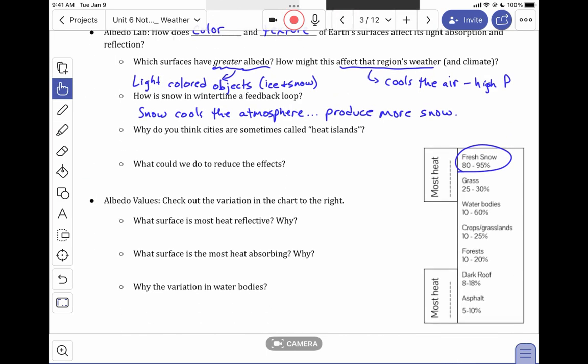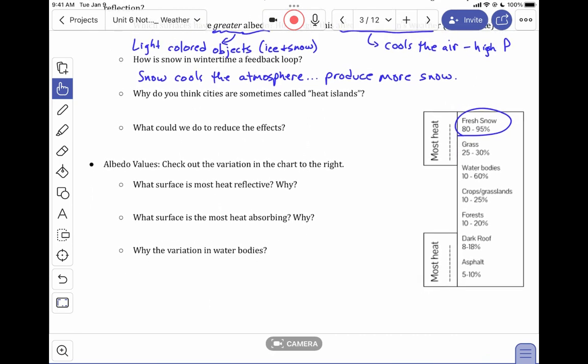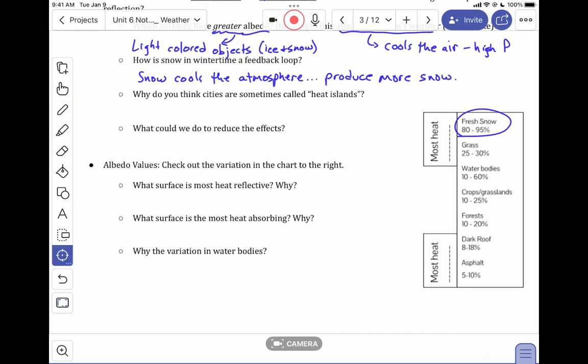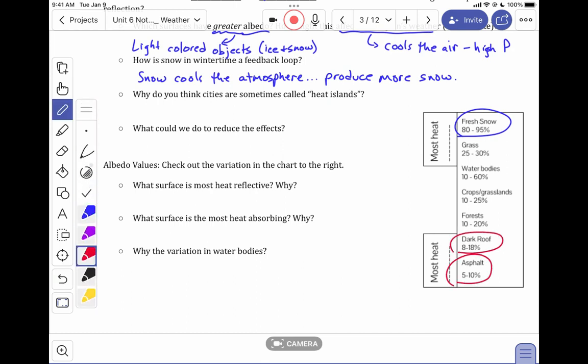So why do you think cities are sometimes called heat islands? Well, if you look down here on our chart, at the bottom we have these dark objects, a dark roof and asphalt. Those reflect only 8 to 18% and 5 to 10%. So say asphalt reflects 7.5%. Then that means 92.5% is absorbed. We know that absorbed energy changes into heat. So that's going to make everything warmer.